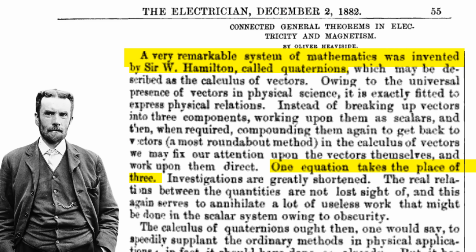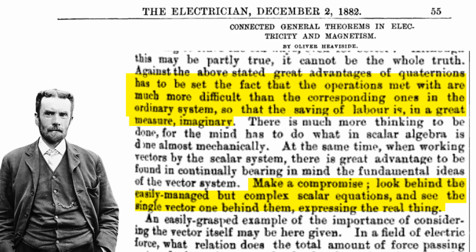By December 2nd, 1882, Heaviside decided that although he felt quaternions are a very remarkable system of mathematics, which he said were "superficially attractive as one equation takes the place of three," the operations "are much more difficult than the corresponding ones in the ordinary system, so that the saving of labor is, in a great measure, imaginary." Heaviside therefore suggested that they should make a compromise, look behind the easily managed but complex scalar equations, and see the single vector one behind them, "expressing the real thing."